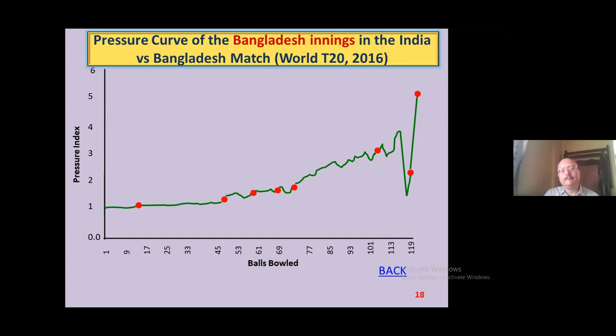Bangladesh were chasing and falling 1 short. This is how it looks. It remained high, much more than 1, with Bangladesh actually losing, but losing by a slender margin. So it is not something like going to infinity. It is just about between 5 and 6, but a loss.